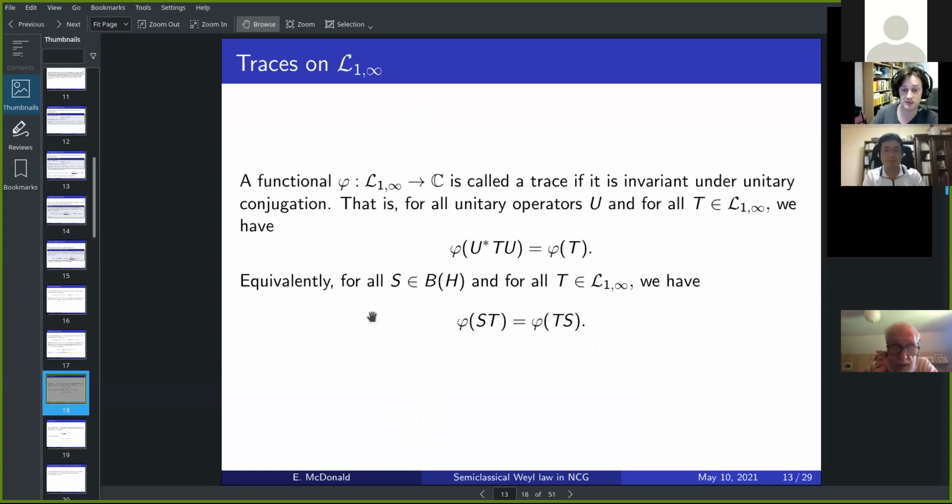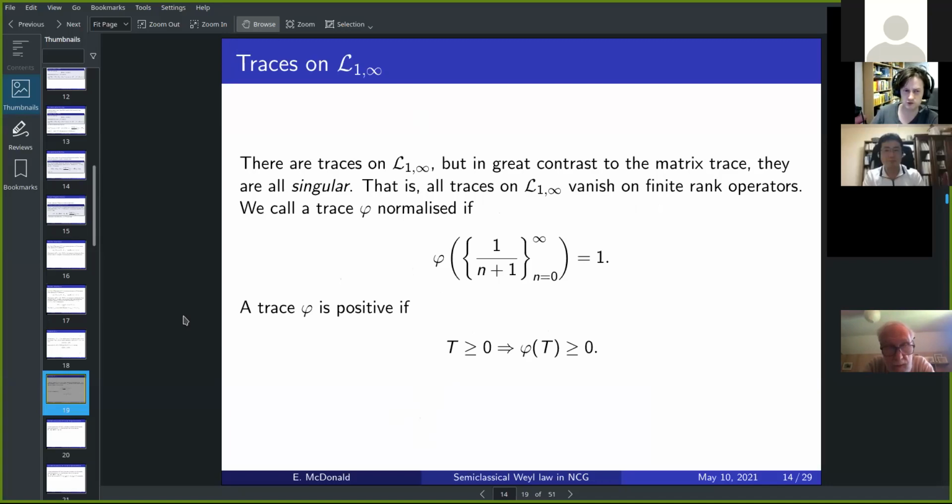So some terminology regarding traces. First of all, there are traces on L^{1,infinity}, of which the most famous one is the Dixmier traces, but there are many others. All of them are singular. Singular means they vanish on finite rank operators. As a matter of fact, they all vanish on L^1, the trace class ideal. But there are non-zero traces. And we'll call them normalized if they have value 1 on this harmonic sequence: phi of 1 over (1 plus n) is equal to 1.